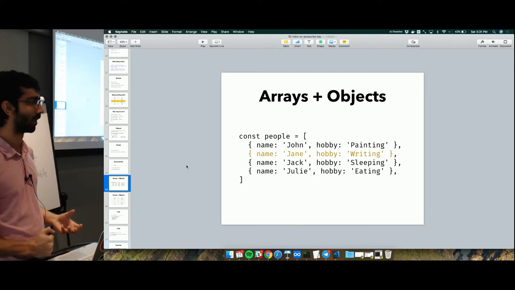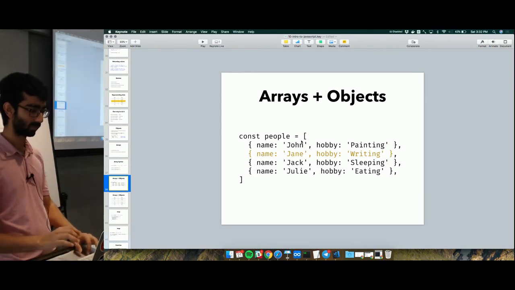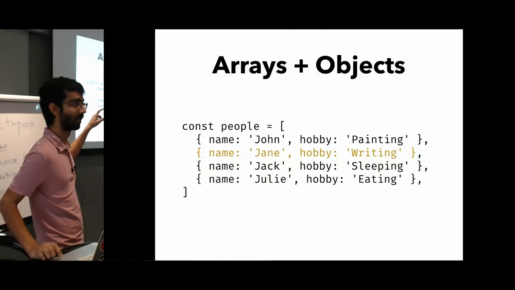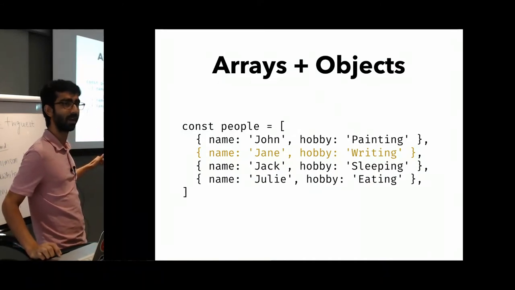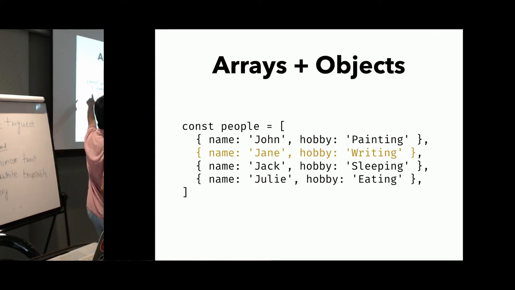So now you have an array called people. We know it's an array because it starts with the square brackets. And then you have multiple items in that array where each item is an object. How do we know it's an object? It has curly braces, and it has this key value pair: the key and the value, the key and the value.